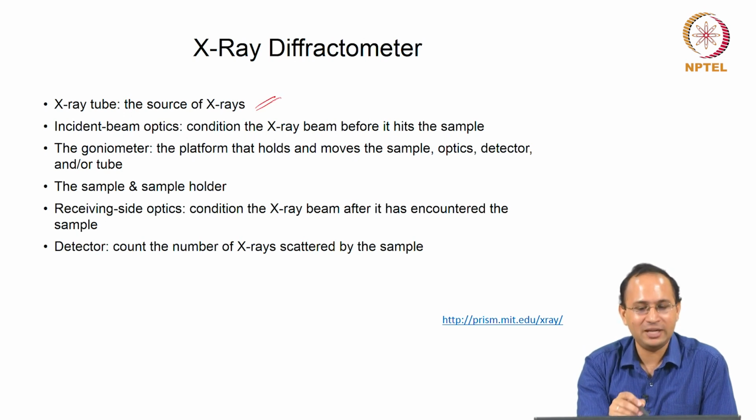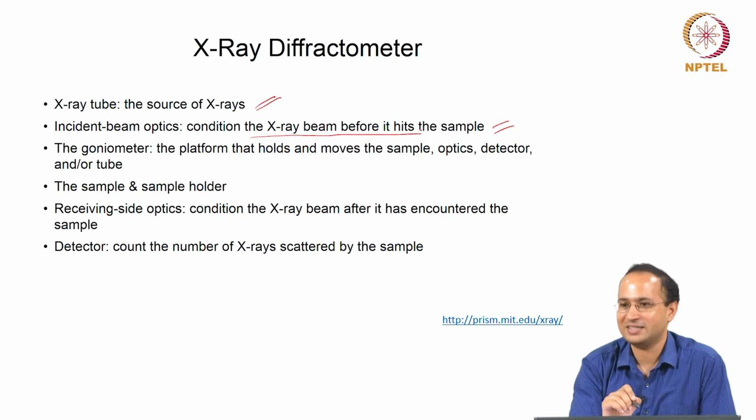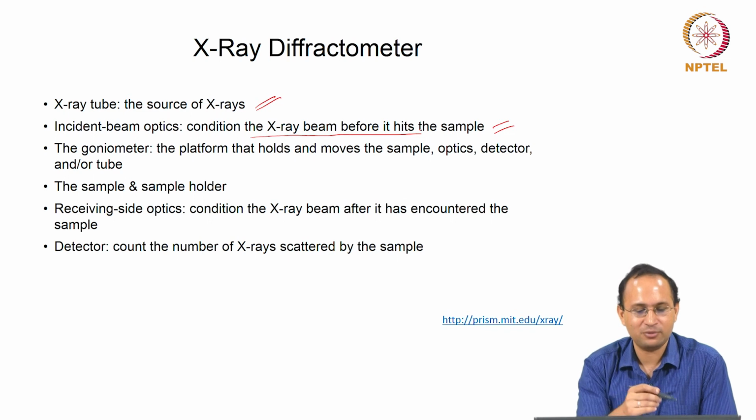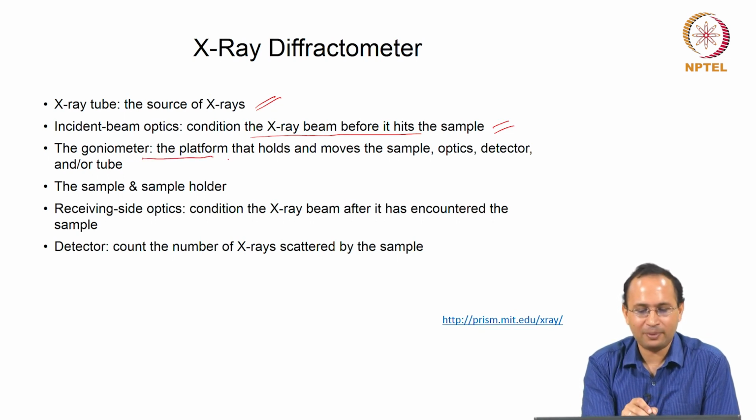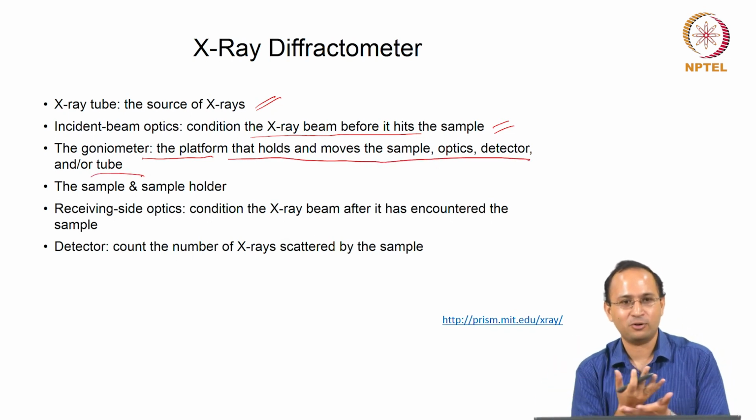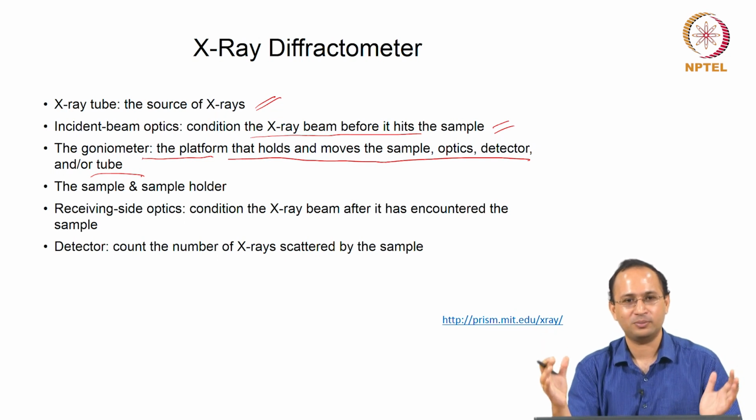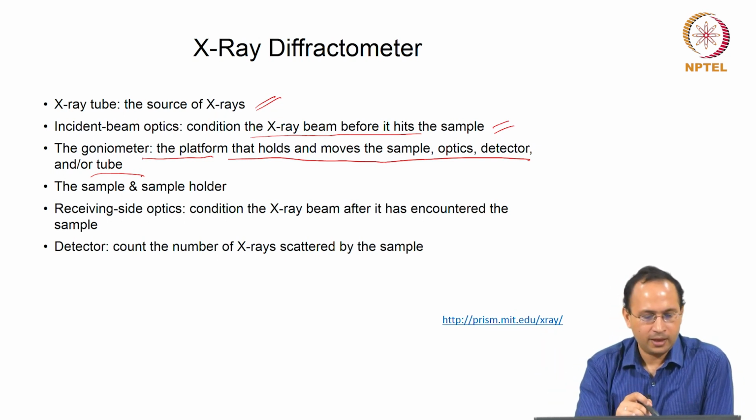An X-ray tube, obviously, because you need a source of X-rays. Then you have some incident beam optics. You have to condition your X-ray beam before it hits the sample, so you may use some slits, solar slits, divergence slits, just to condition the X-ray beam. Then you have a goniometer, the platform which holds and moves the sample, optics and detector. This whole arrangement, where you have sample, detector and tube, is called the goniometer. Then there are the sample and sample holder.